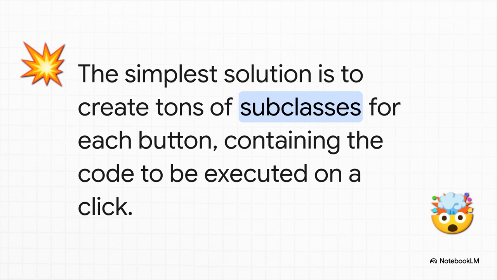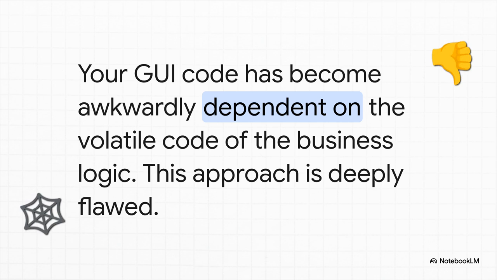You make a copy button, then a cut button, then a paste button, a save button, and before you know it, you've got this absolute explosion of subclasses, one for every single little action in your app. And here's where the real problem starts to creep in. The code for how the button looks, the graphical user interface part, is now completely tangled up with the code for what the button does, the actual business logic. This is what we call tight coupling, and believe me, it is a recipe for disaster. Your code becomes fragile and a real pain to maintain.